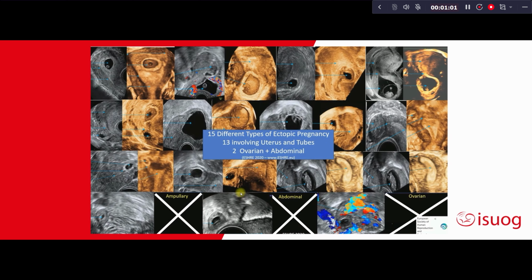If we look at the ESHRE classification of ectopic pregnancies, you will note there are 15 different types of ectopics, 13 involving the uterus and tubes, and 2 involving the ovaries or intra-abdominal ectopics. You will note that for the ESHRE classification, almost all ectopic pregnancies now include 3D evaluation, and this is instrumental in identifying the exact location and characteristics of an ectopic pregnancy, and therefore I will pay homage to not just 2D, but 3D evaluation of these pregnancies.